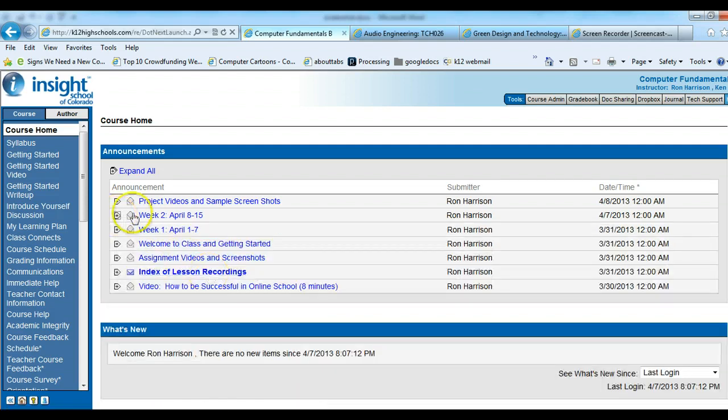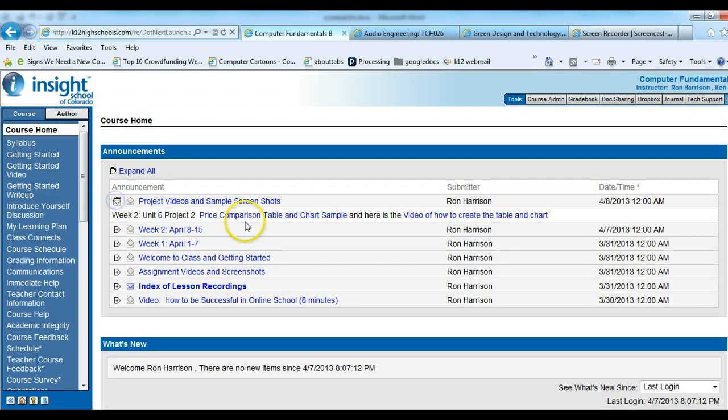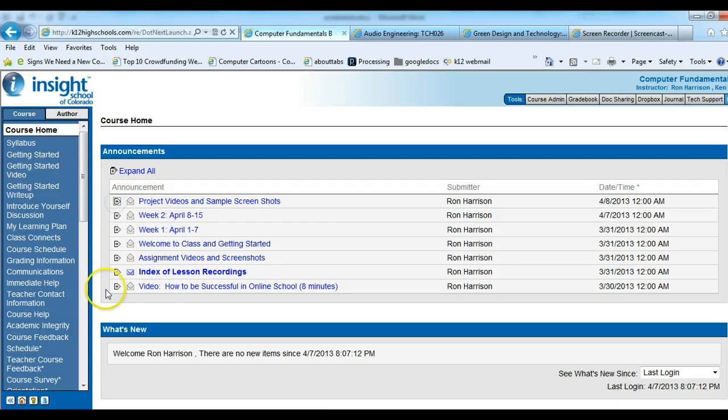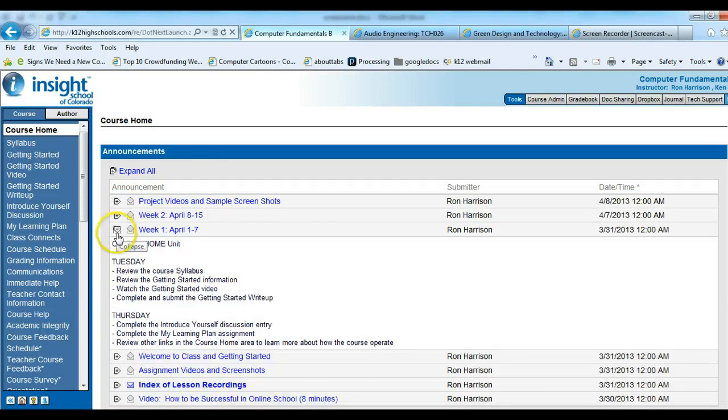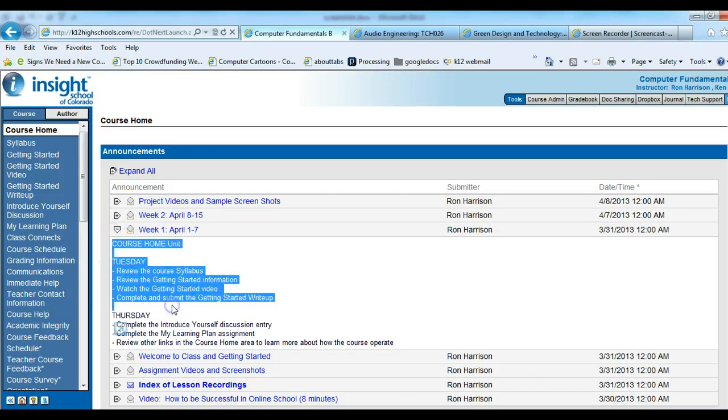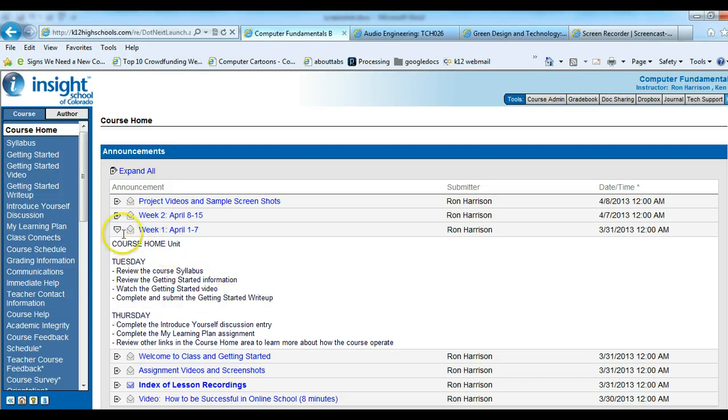Now, a couple of reminders. Right here, I have some project videos. Here's a video on how to create tables and charts. That's going to be for project two. And here's a price comparison table. It gives you a sample of what your work should look like when you get to project two. If you haven't done week one work, please get week one work done before you jump into week two.